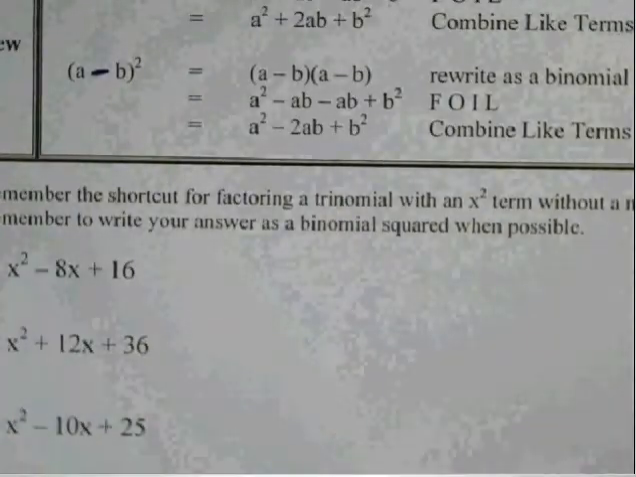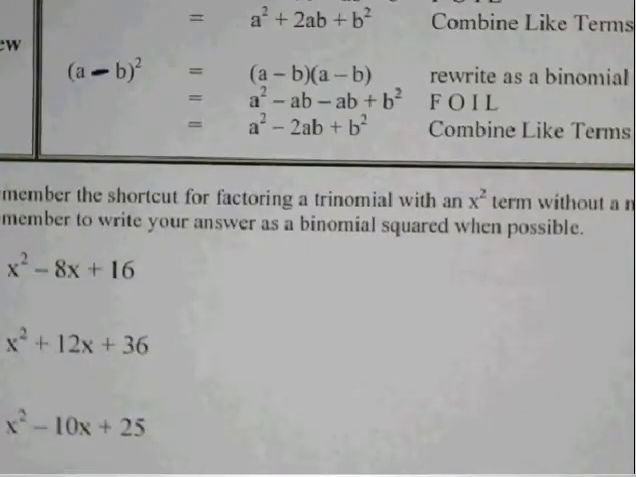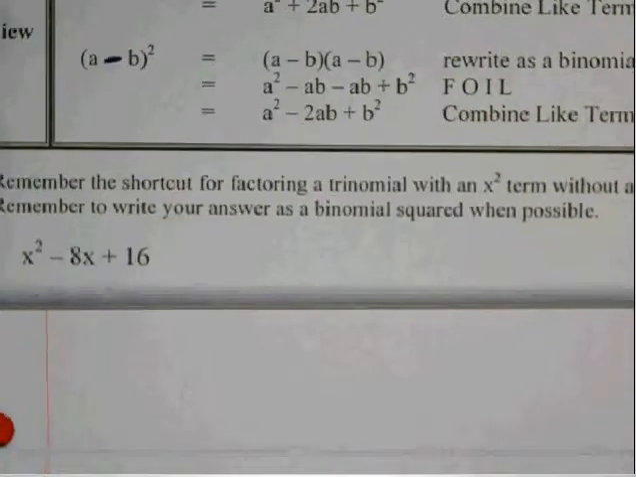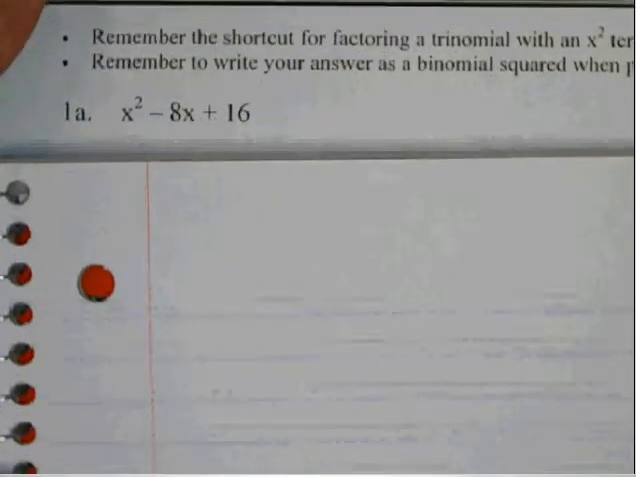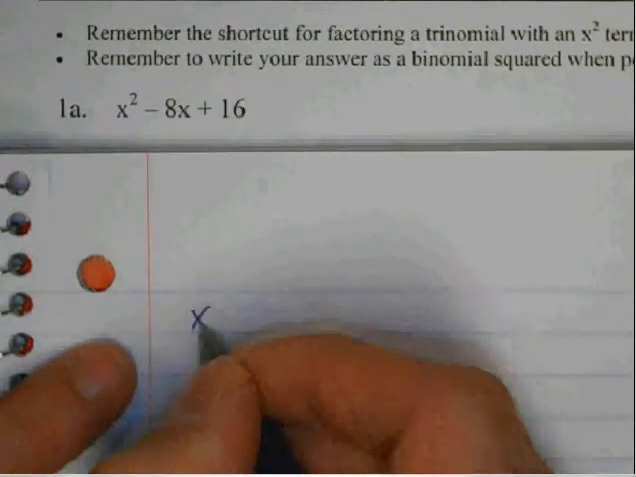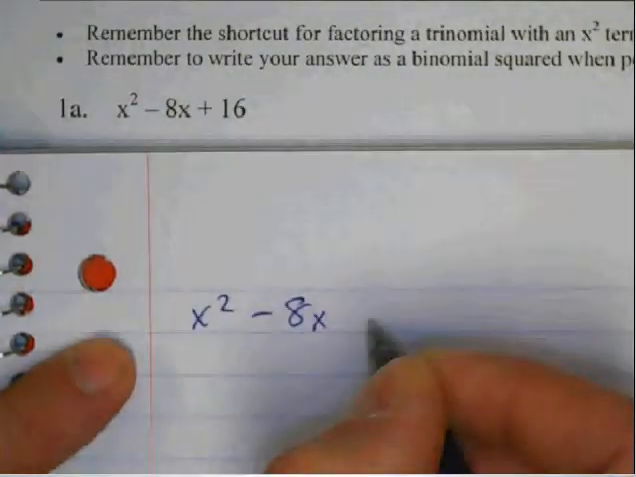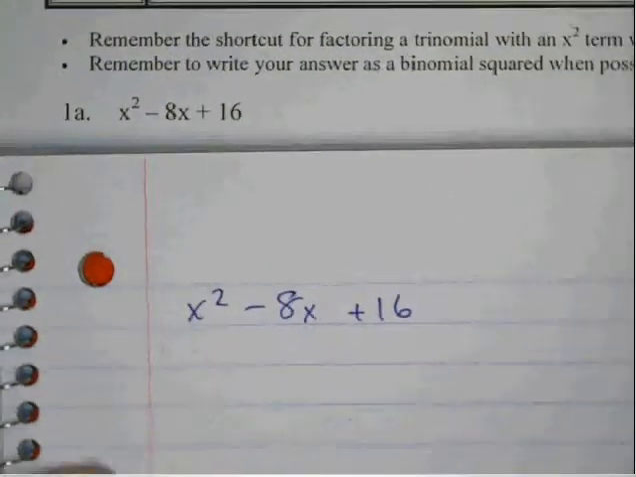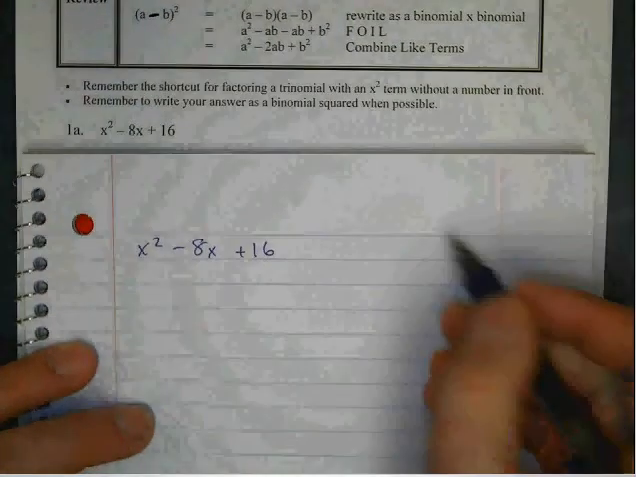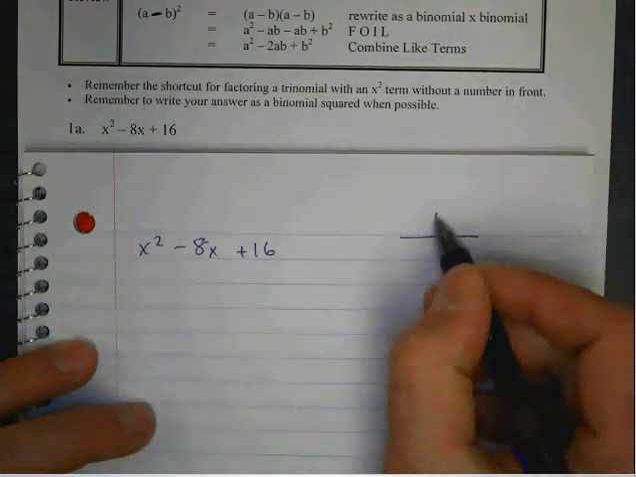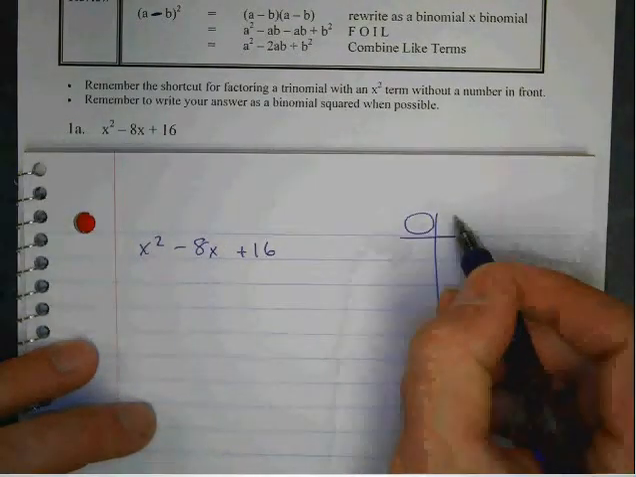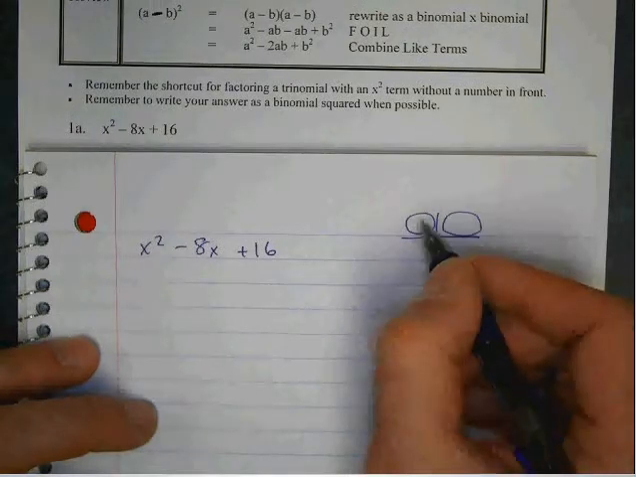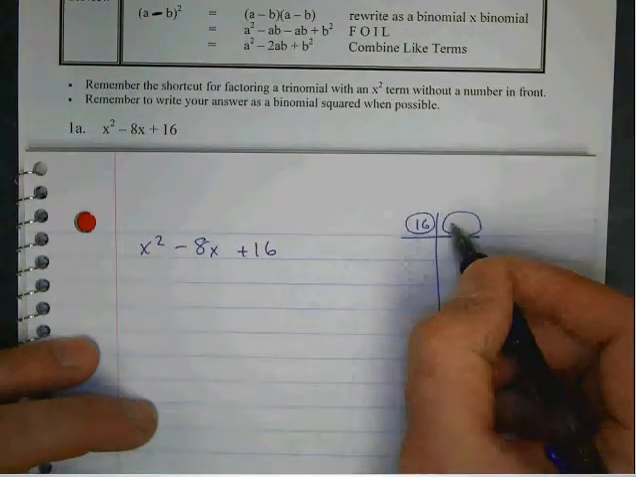All right, so I'm going to go to a separate sheet of paper and look at number 1. I don't want you to write this down, but we're just going to do number 1 together: x squared minus 8x plus 16. Zoom out. I make my T. First circle, second circle. Multiplies to what? 16. Adds to?